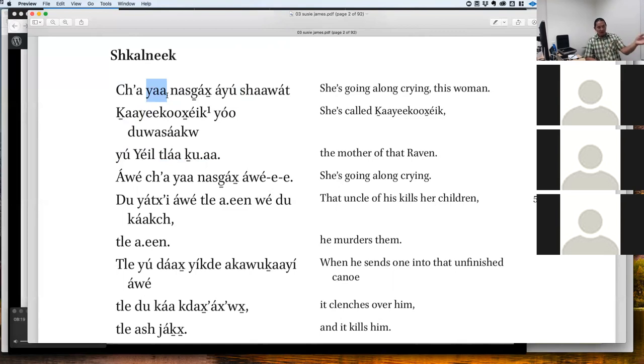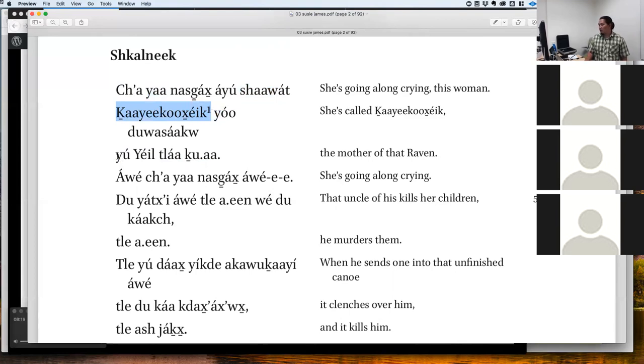Yan agut, yan askach. But the other thing is when you have something open right before a verb, it tends to just run right into it. Yan askach aya, and you hear people say it. Shawat is a woman, so this woman is going along crying. Kayi kuchek. She's the only one that I know of that tells us what Raven's mother's name is. So you should note that. We want to keep that name alive.